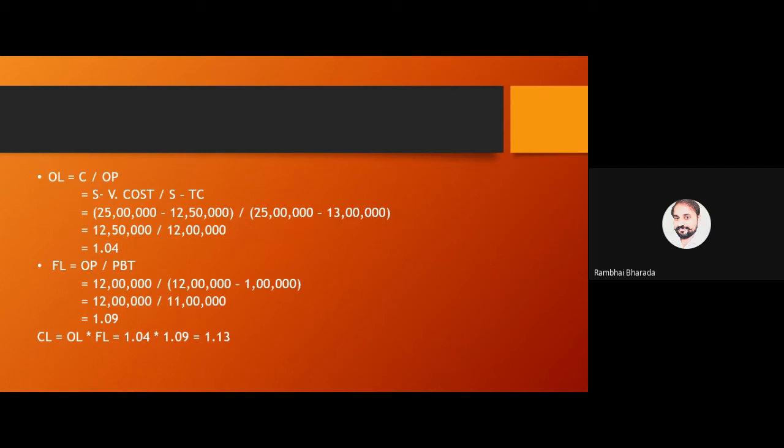Are you getting the same answer? 1.13, you will get the answer. Whether you use the formula OL into FL or the formula contribution upon profit before tax, you will get the same answer. दोनों से हमें वेरीफाई करना है. अगर सेम आंसर आ रहा है, it means we have done the right calculation. If the variation is there, it means something is missing.